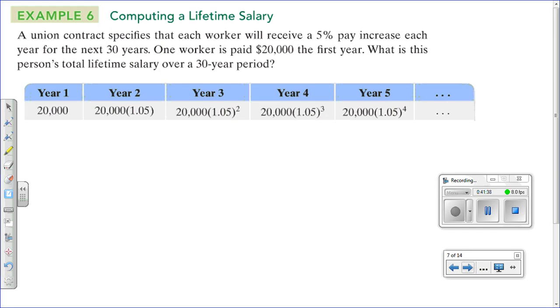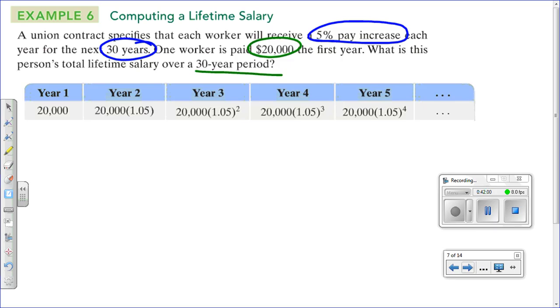Who got to read that problem? Okay, go ahead. A union contract specifies that each worker will receive a 5% pay increase each year for the next 30 years. One worker is paid $20,000. What is this person's total lifetime salary over a 30-year period?